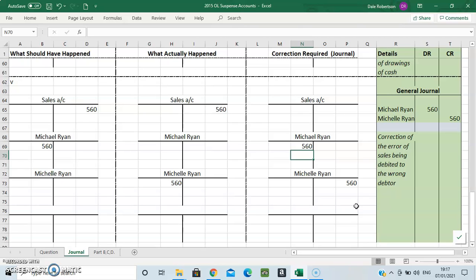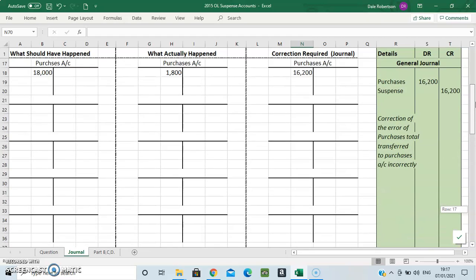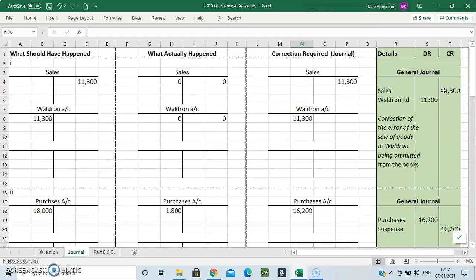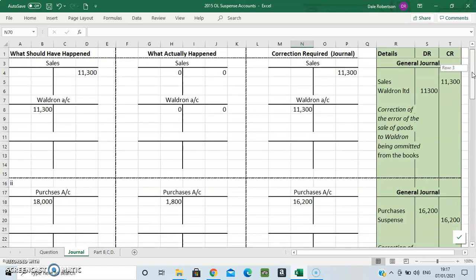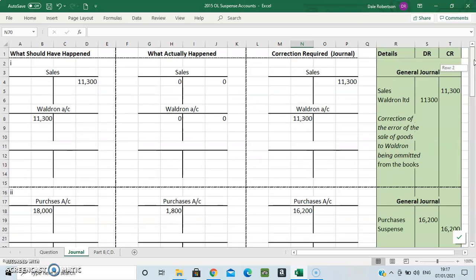That is the 5 errors now journalized. Now, this blue bit on the right-hand side of your screen, this general journal, is really important because each of these figures now will affect your accounts, your net profit, your trading profit and loss account, and your balance sheet. The ones which will affect the trading profit and loss account will be the ones which are prior to the net profit, like sales, and the ones that will affect the balance sheet are the ones which would be in the balance sheet, like debtors, Waldron Limited.